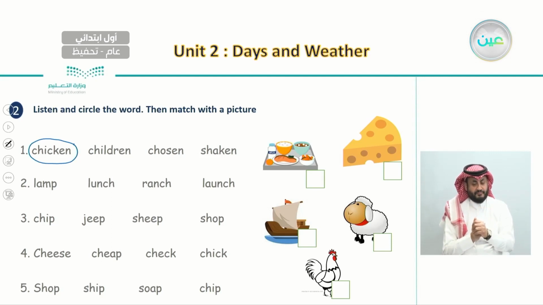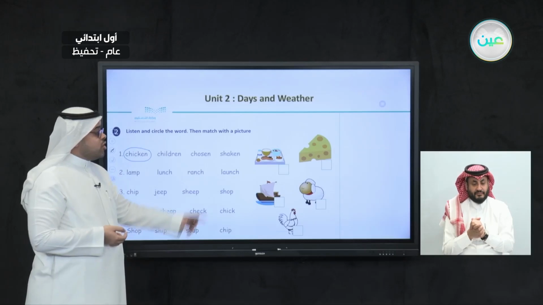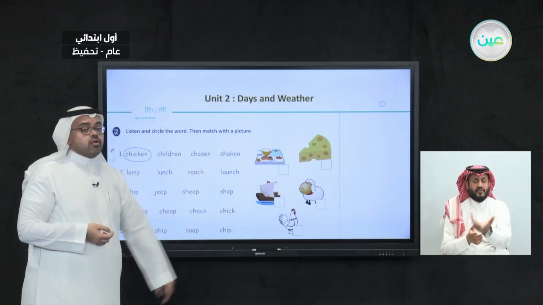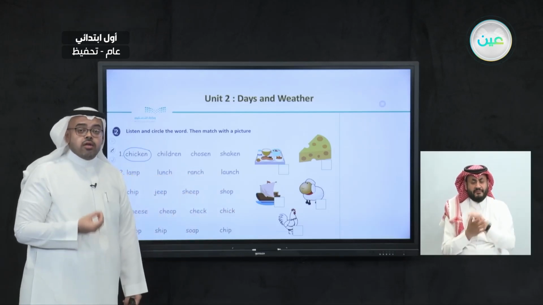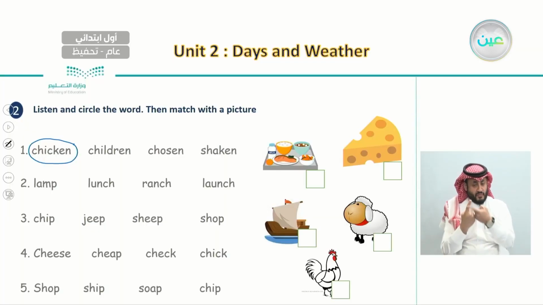Chicken. Now, what is the next part? The next part is we're going to go here and look for a chicken and we write number one. We write number one. So if we look around here, we can see the chicken. So here we write number one.